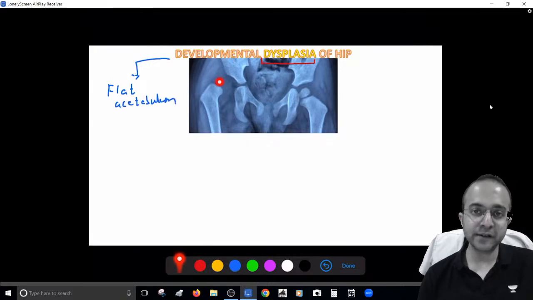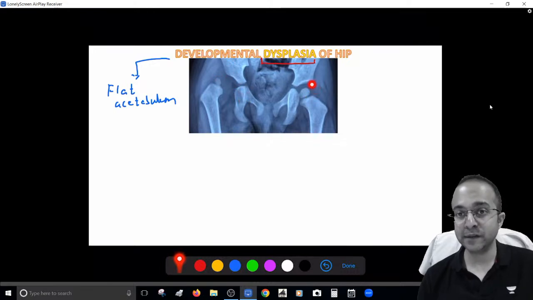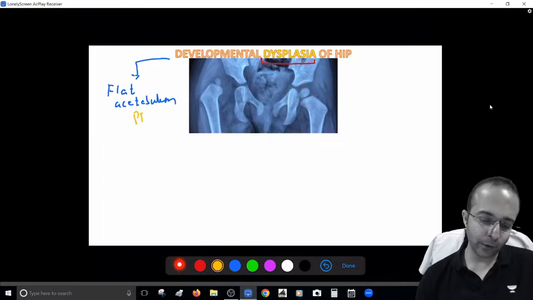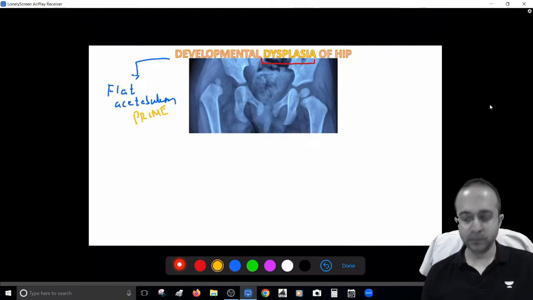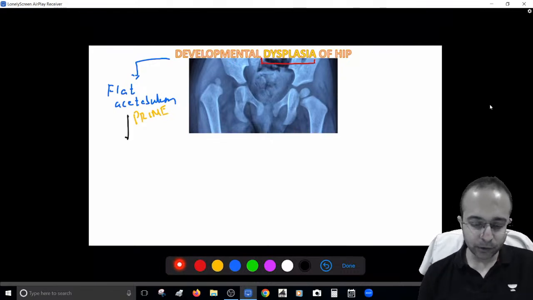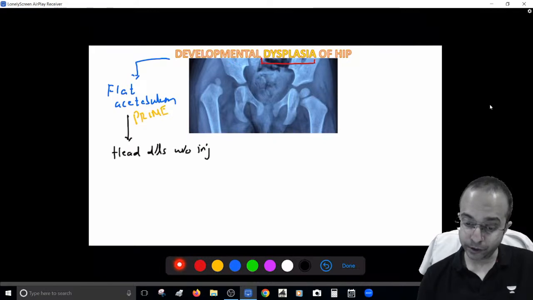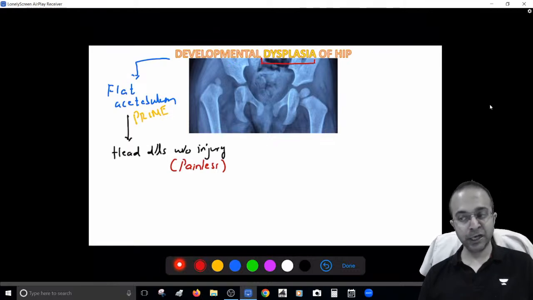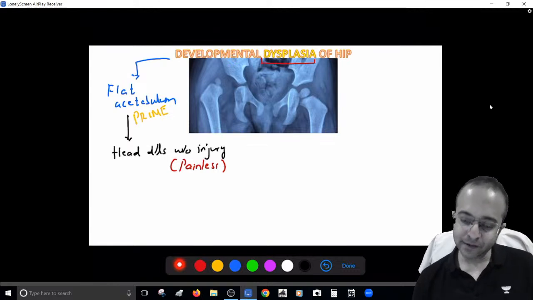So see this affected side. See this acetabulum so flat. Look at this normal acetabulum so curved. So this is the prime problem. Because of some unknown reason, these people have a flat acetabulum. Now since the acetabulum is flat, the head dislocates without any injury. So no injury, so painless condition. Clear with that?